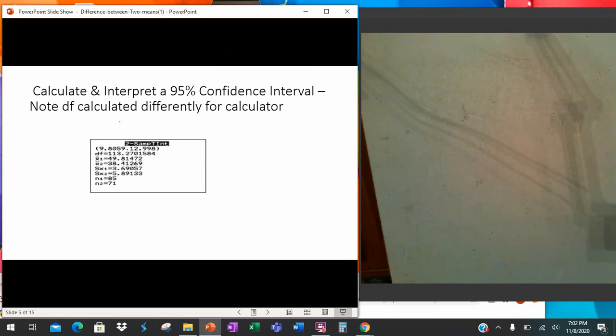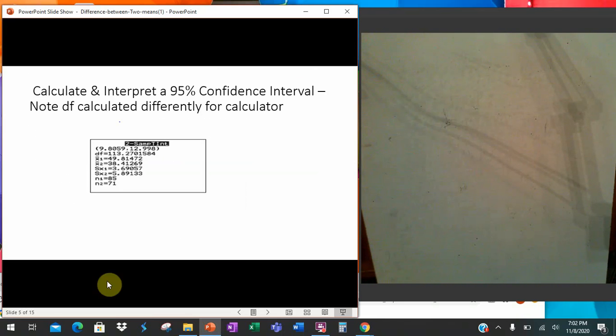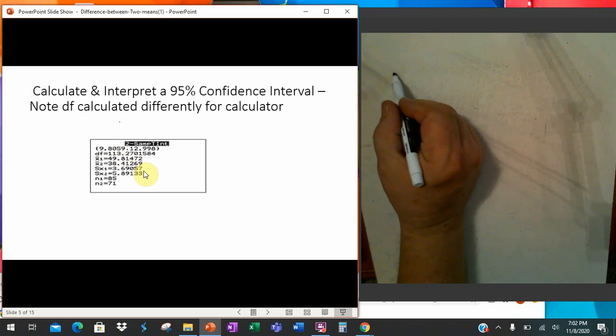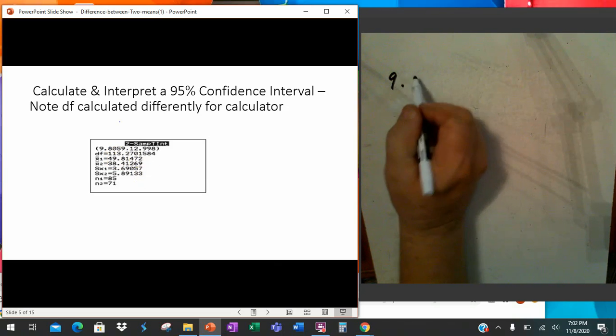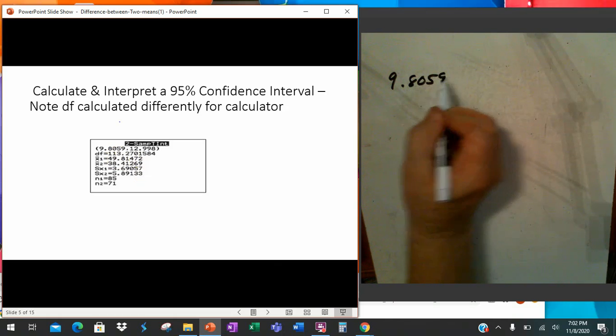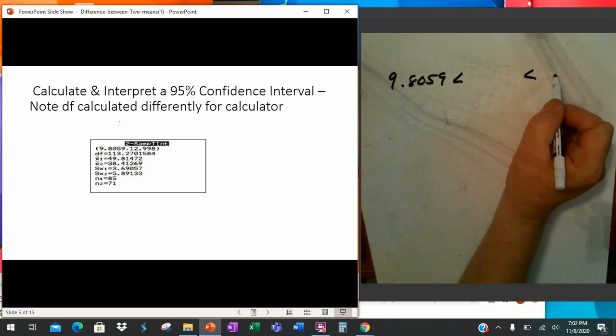I was working on this problem, and when I wrote my confidence interval, from here we calculated it. We did different degrees of freedom. But when I wrote my result, here was my left endpoint, 8.059, and 12.998.